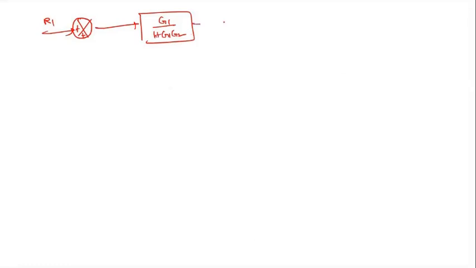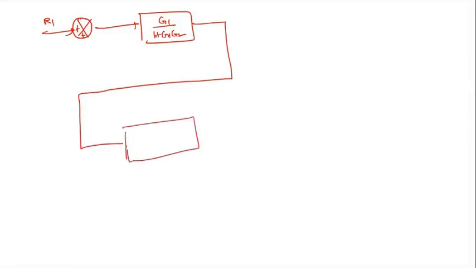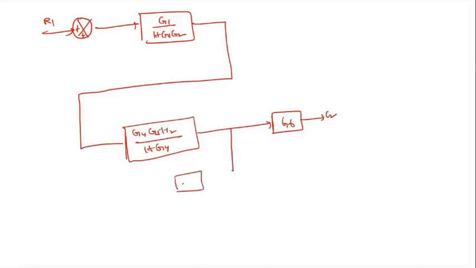Then here a junction point is there. For this junction point, which is connected here, G4 G5 H2 by 1 plus G4. Then here we'll get G6 C2. Then from this, here I'm going to write H1, right? So this H1 is directly connected here. I will draw like this.